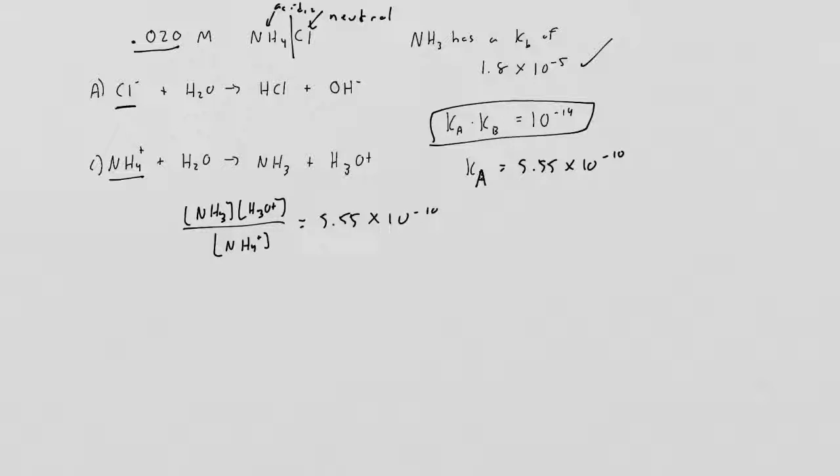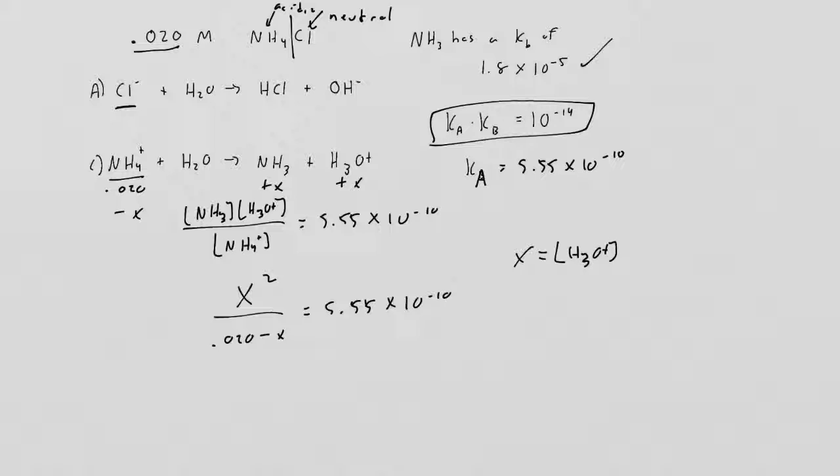And we get the same exact thing. I mean, we can do an ice table, right? I mean, this is starting at 0.020. It's going to go down by x. These are going to go up by x, right? But we do the same. We have x squared on the top. We have 0.020 minus x equals 5.55 times 10 to the minus 10. And make sure we're clear, when we get x, it is going to be equal to the H3O plus concentration, so we can figure out what the pH is.